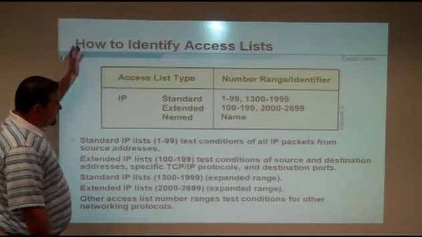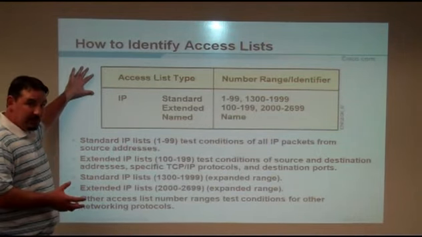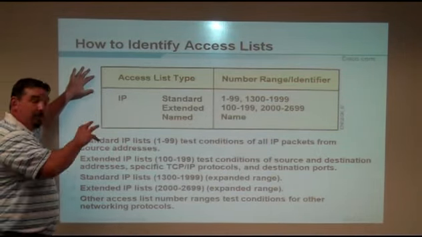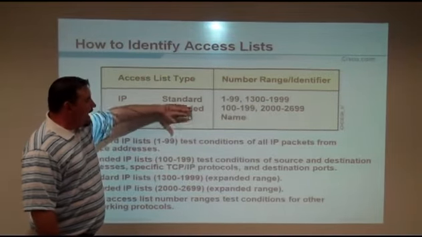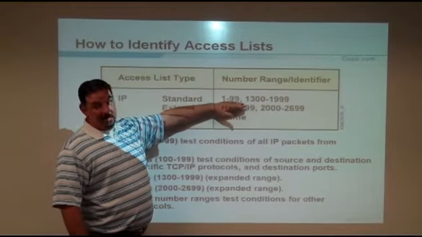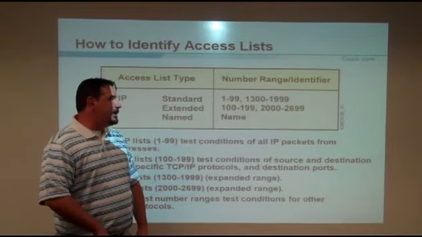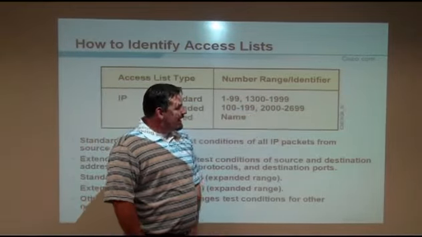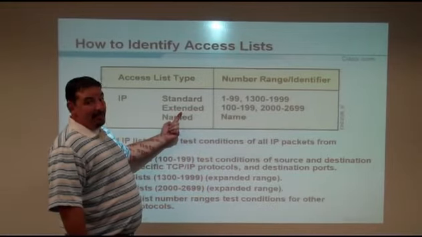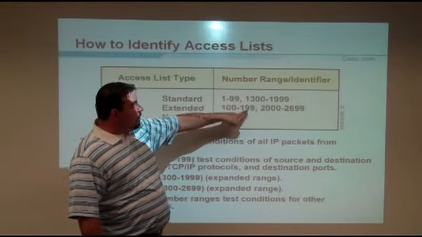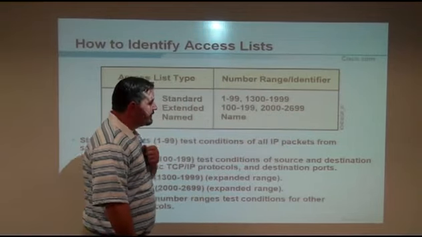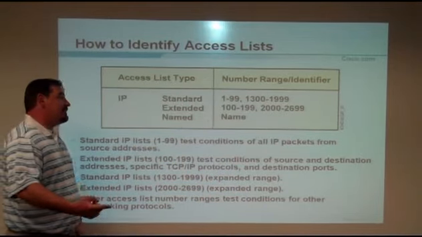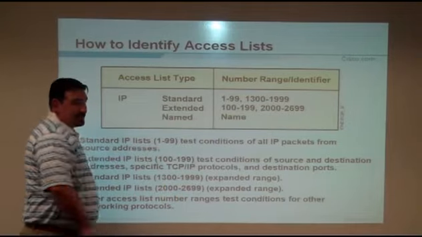And as far as how to identify access lists, there are really 2 different ways. They originally started off with numbered access lists, and they show in this case right here standard access lists use a number from 1 to 99. They've also got an extended range as well from 1300 to 1999. Extended IP access lists are from 100 to 199, and they also have an extended range from 2000 to 2699. We also have the ability to use now named access lists as well.